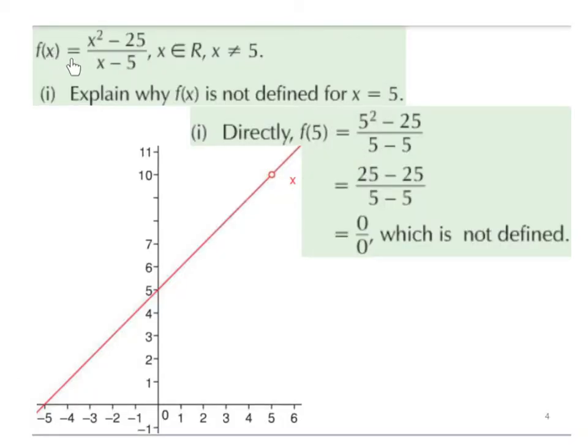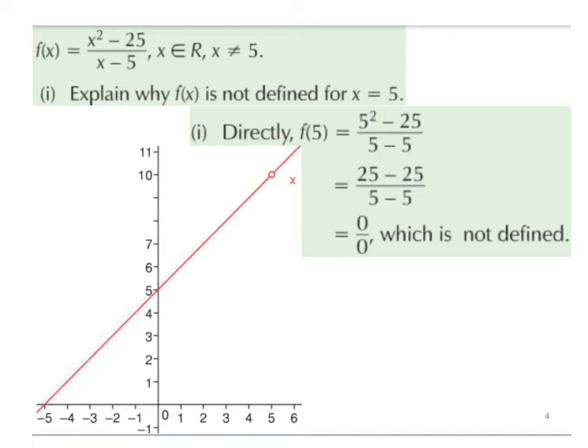f of x equals x squared minus 25 divided by x minus 5, where x is an element of the real number set and x is not equal to 5. Part 1. Explain why f of x is not defined for x is equal to 5.